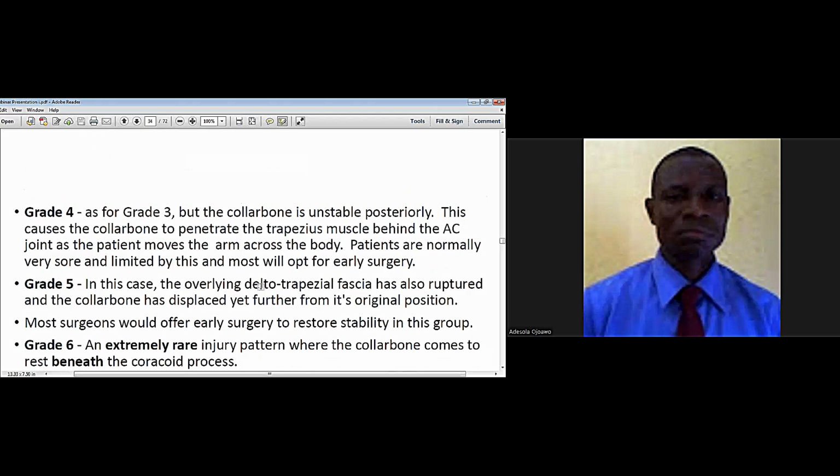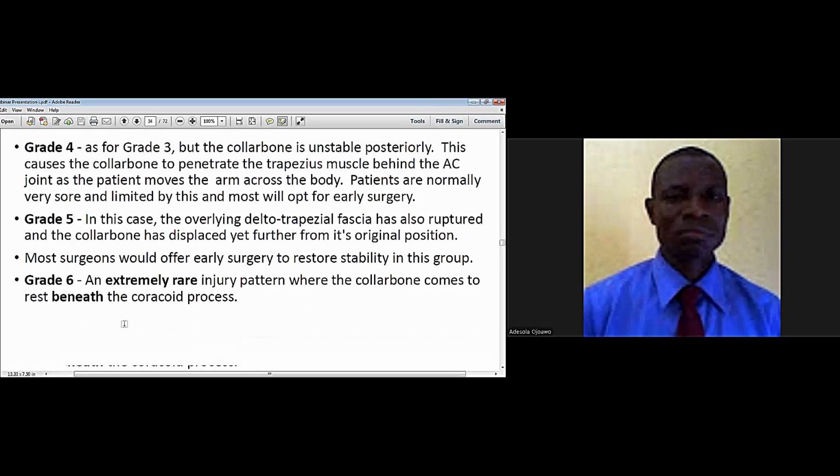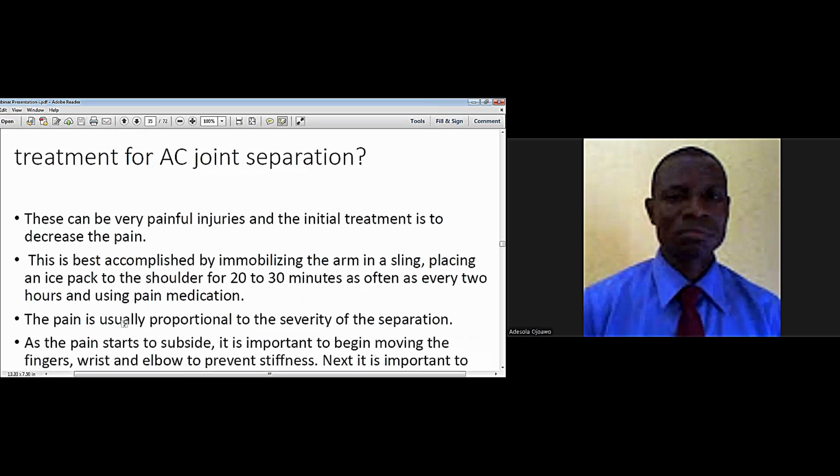In grade 5, the overlying deltotrapezial ligament and fascia has also ruptured and the collarbone has displaced yet further from its original position, the shoulder is displaced, going down. Most surgeons will offer early surgery to restore stability in this group. Then grade 6 is an extreme case, right? It's a rare injury. The collarbone comes right beneath the coracoid process. That one may require surgery.